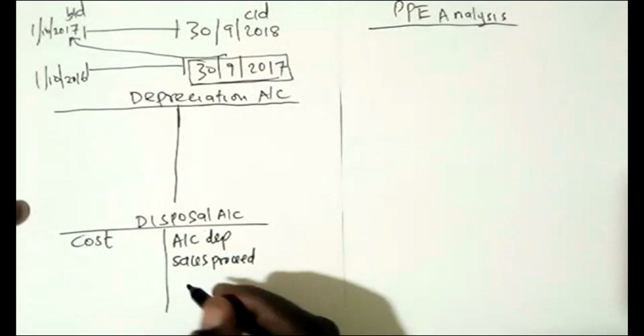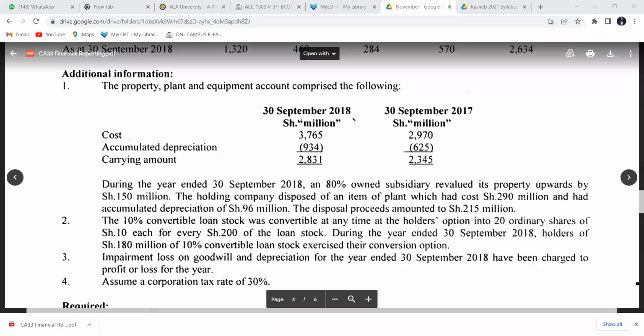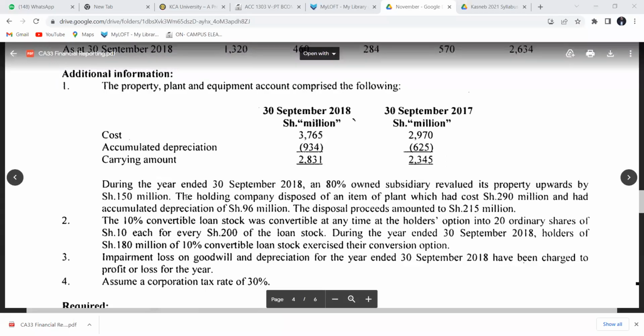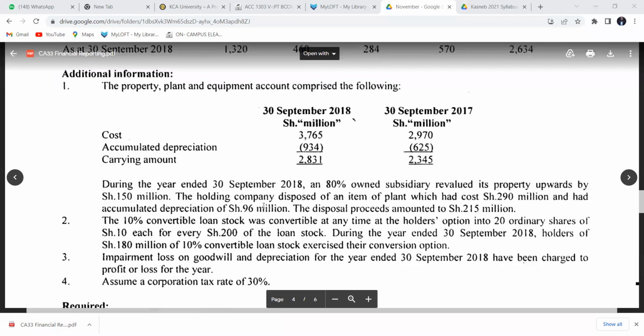So if you get a loss or a gain, it's okay. That is what we are looking for: the cost of the asset which was disposed. They say that the holding company disposed of an item of land which had a cost of 290, with accumulated depreciation of 96.